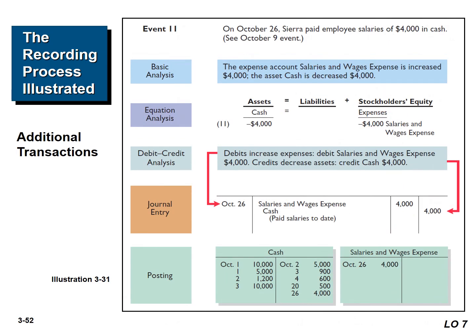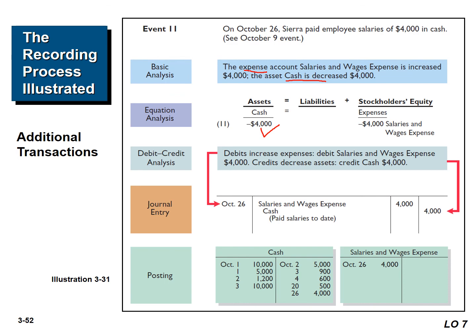Last one, October 26th, Sierra paid employee salaries of $4,000 in cash. Remember, we hired the employees, but now we're paying them. So this is a transaction because we're actually changing our financial position. So what are we doing? Salaries are an expense. So an expense account is increased and an asset account, cash, is decreased. So cash is decreased and expenses, same thing here.